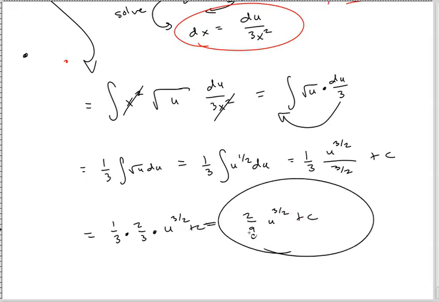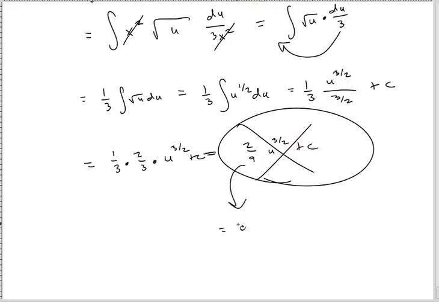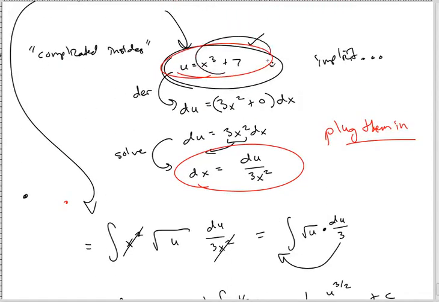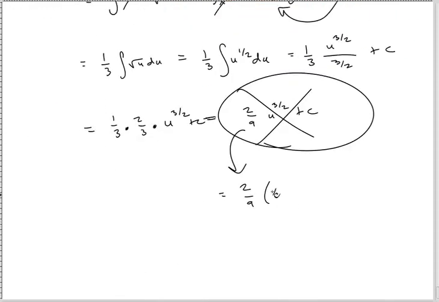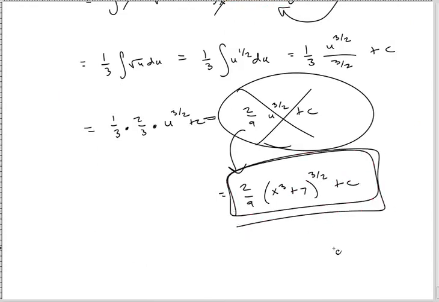We did it. Well, yeah, but we got one more step. We have to plug back in my u. Remember, u was equal to this stuff right here. And so wherever you have a u, you now go back and put the x cubed plus 7. So now it's to the 3/2 plus c, and there you go. Final answer for sure. Okay.